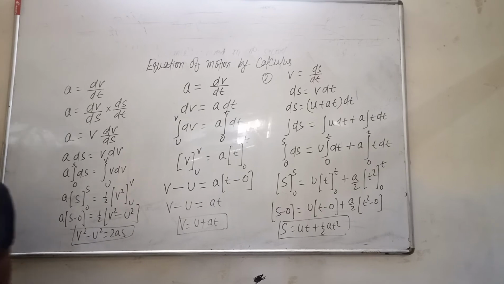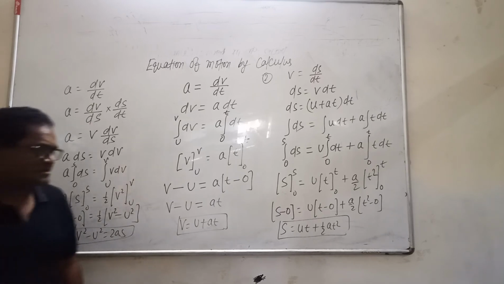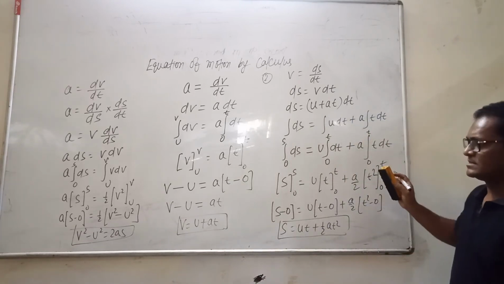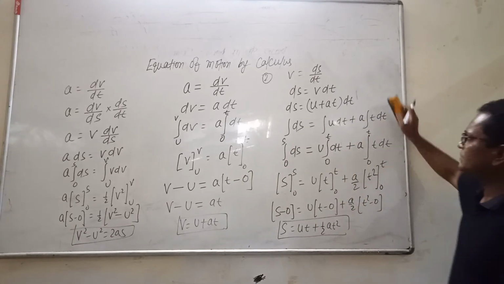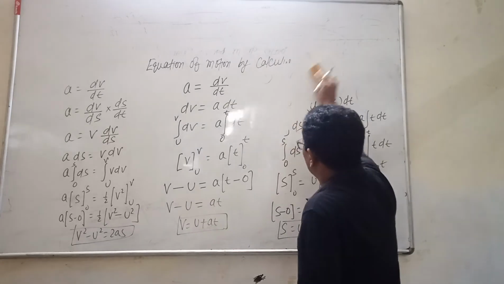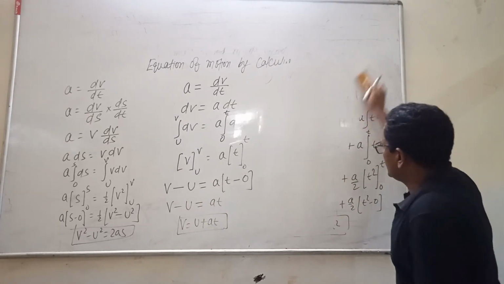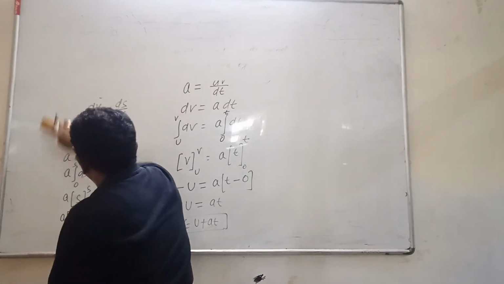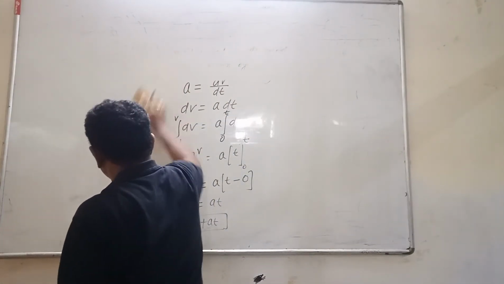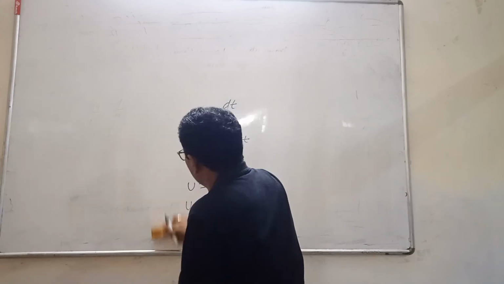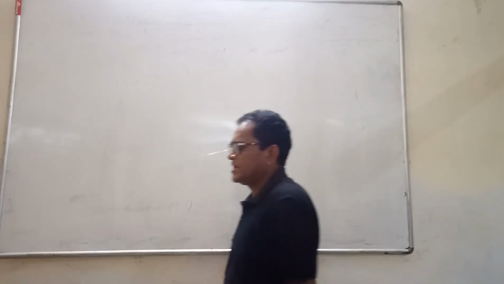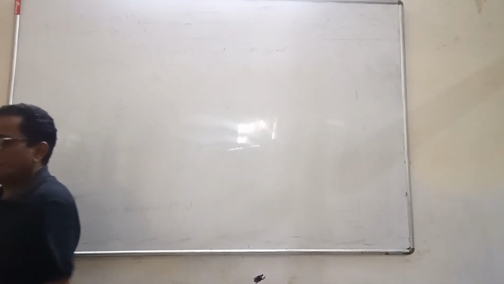So this is the third equation of kinematics: v square minus u square equals 2as. So this is the derivation of kinematic equations by the calculus method. v equals u plus at, s equals ut plus half at square, and v square minus u square equals 2as. Everywhere, u is the initial velocity, v is the final velocity, a is the acceleration, and t is the time taken.